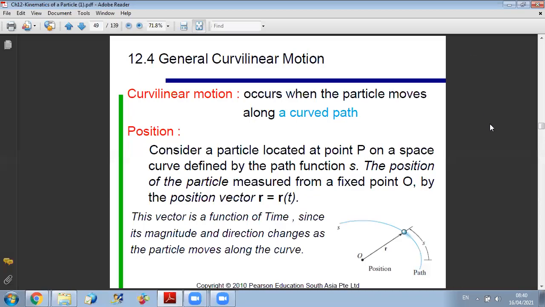Okay, so what we will do now, we will consider curvilinear motion. We already studied rectilinear motion. Now we will see how to deal with curvilinear motion. In case of curvilinear motion, in order to define motion, I need to consider a certain curvilinear coordinate.